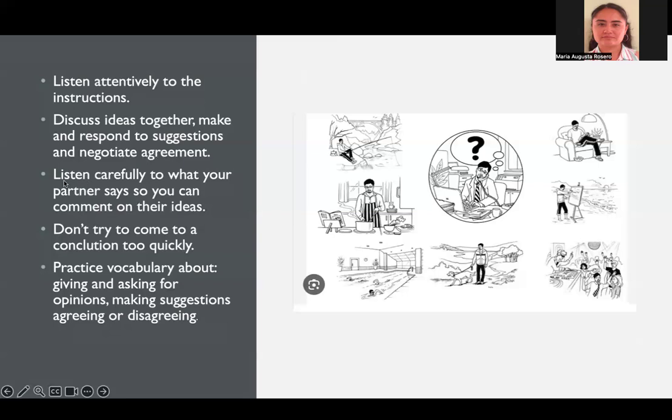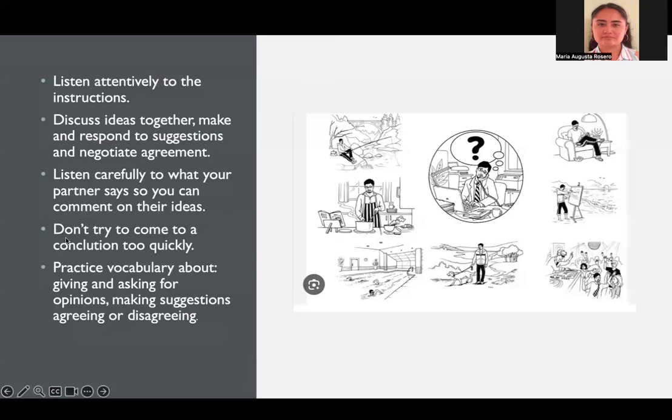Don't forget. Apart from that, you have to listen carefully to what your partner says so you can comment on their ideas. So you see, maybe if you are the one going through this thing first, then you ask something to the other one, then you have to listen carefully to his or her response, right? What for? In order to make a comment on his or her ideas.